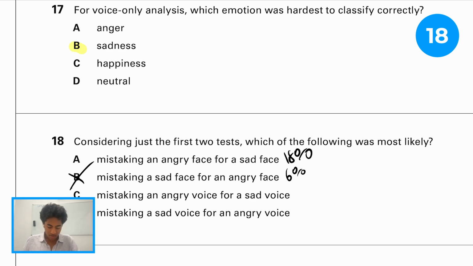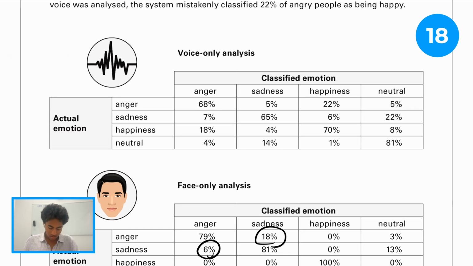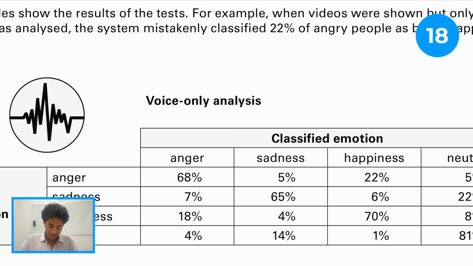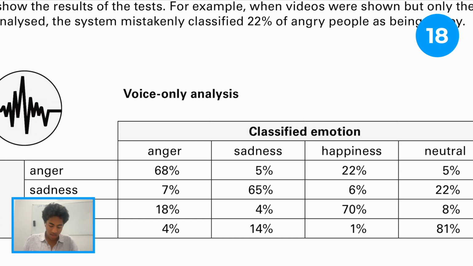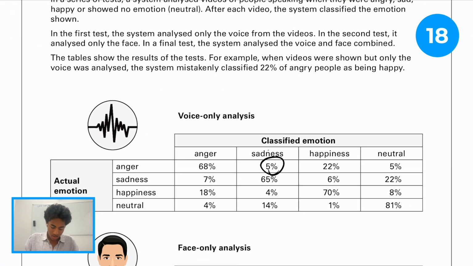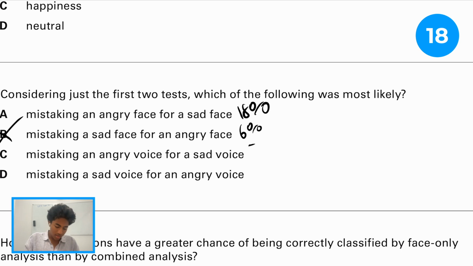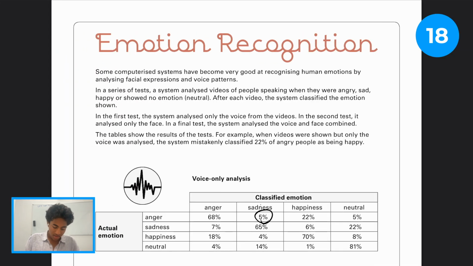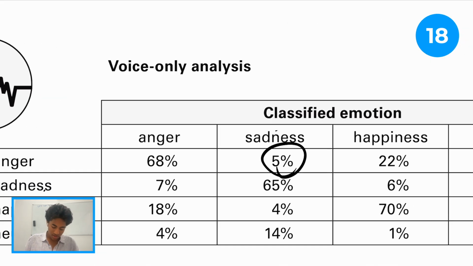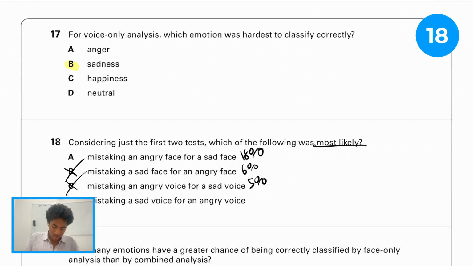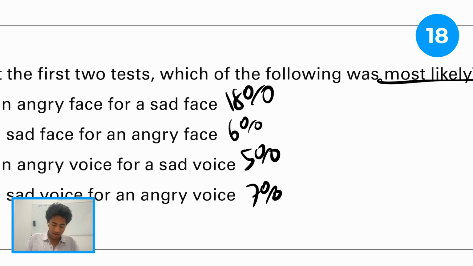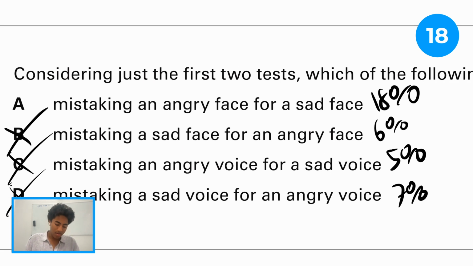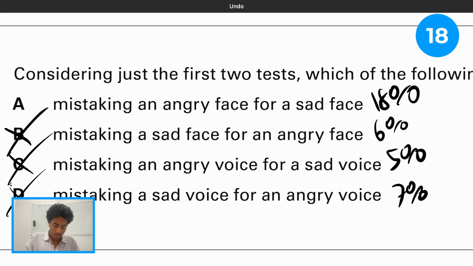Then let's look. Mistaking an angry voice for a sad voice. Angry voice is here. Sad is here. That means 5% of the people who are angry were misclassified as sad. See how this is so low? This is gone as well, because most likely means highest probability. Mistaking a sad voice for an angry voice. Sad is here. Mistaking as angry, you get 7%. That means clearly 18% is the highest. So this is our answer.